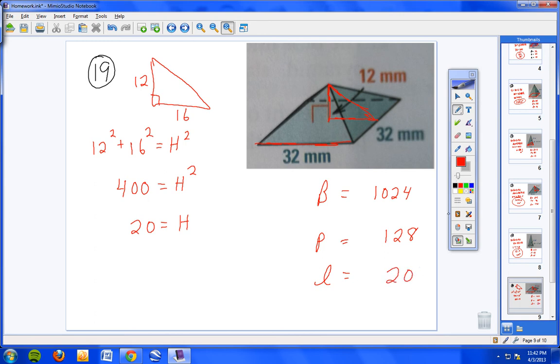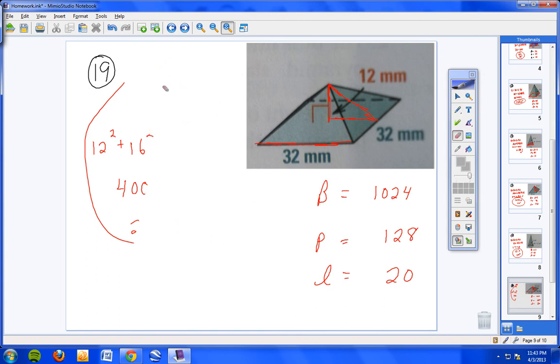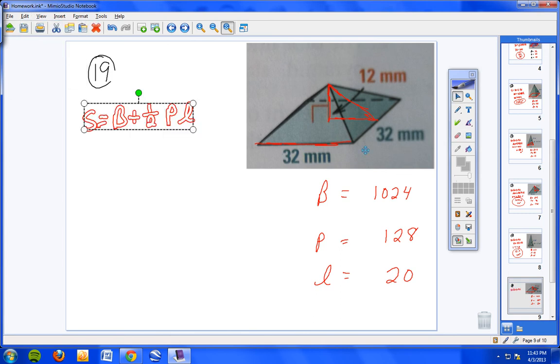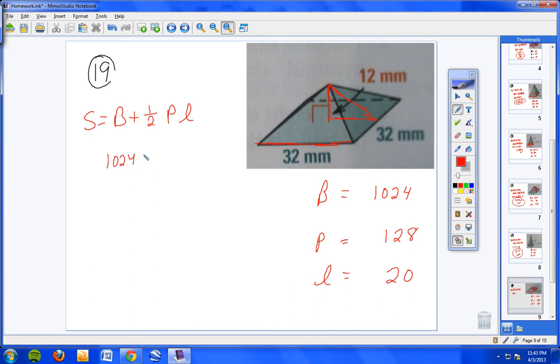All right. Now if you need to pause the video and write all of this down, go ahead and do that. I'm going to erase all this right now. And now let's go ahead and use our formula, and let's make our substitutions. For B, I'm going to put 1024. And for P, I'm going to substitute 128. And for L, I'm going to substitute 20.